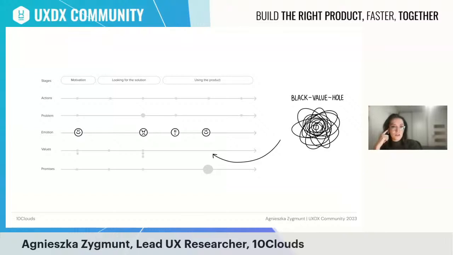And it was a game changer for us, like a jackpot, because we found out that we have a few points in the whole journey where we have really big promises, but we don't have anything when we are talking about values that we are delivering. So we called this the black value hole, and to be honest, it was the best name.